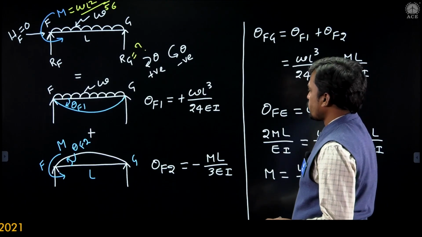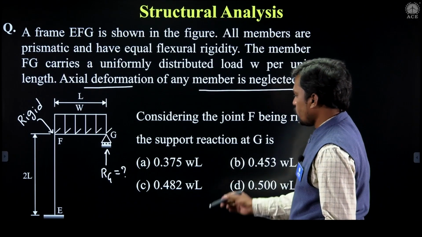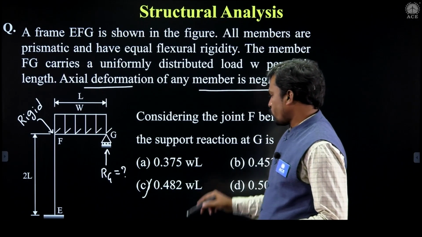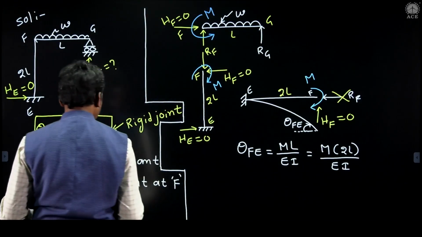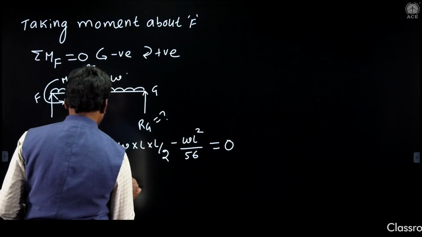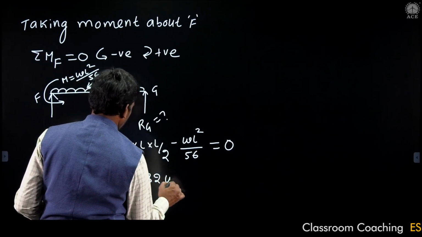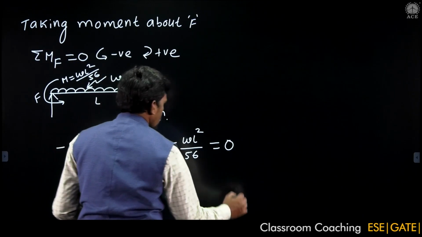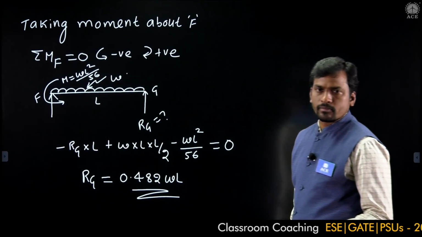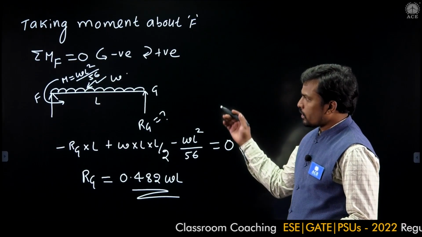After solving this equation, you'll get the value 0.482 WL. So this is the answer, please. Okay, just note it down. I'll show it from the starting.